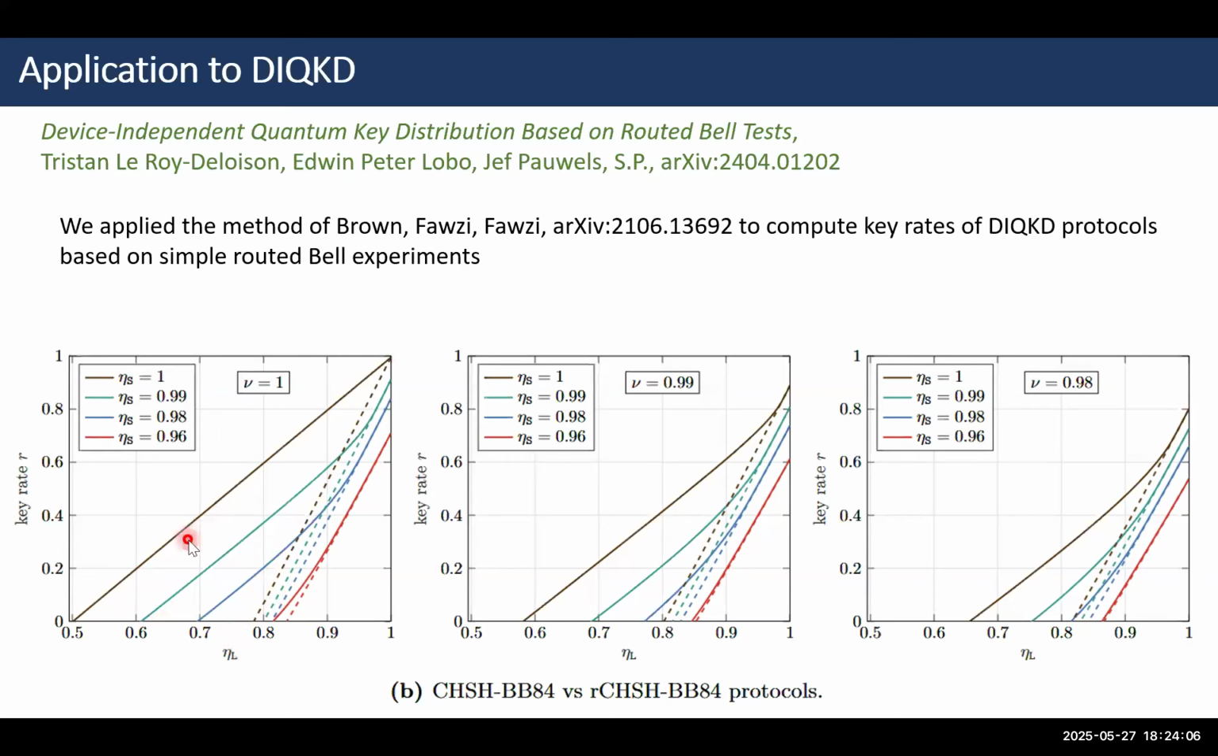We can get positive key rates with efficiencies for the faraway device which are much lower than in a standard experiment. Although this advantage really depends on the fact that we have a very good Bell test in the short path. When the efficiency in the short path goes below 96%, then we don't see a big difference anymore. But there is some advantage.